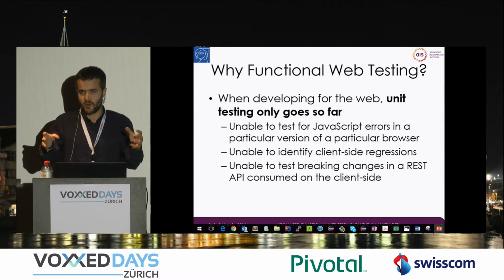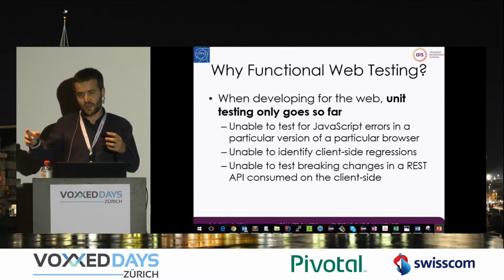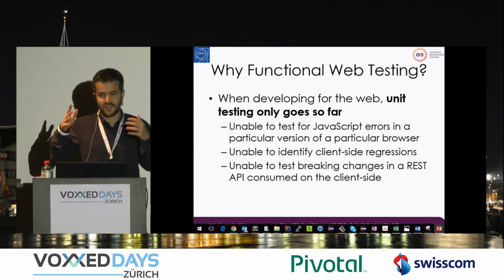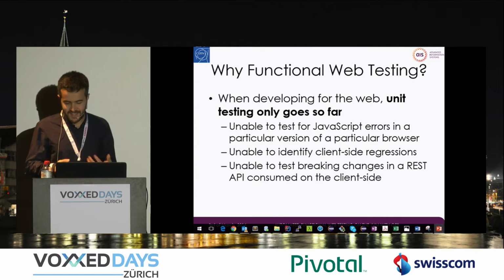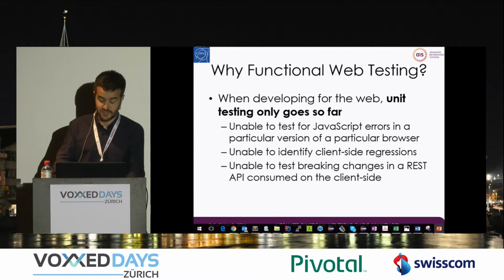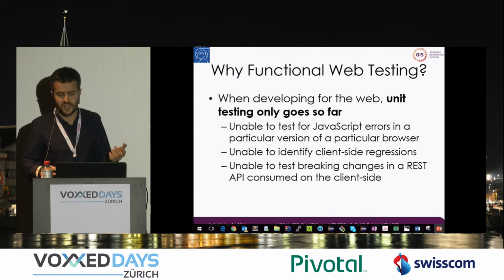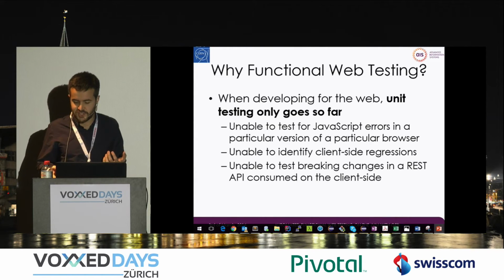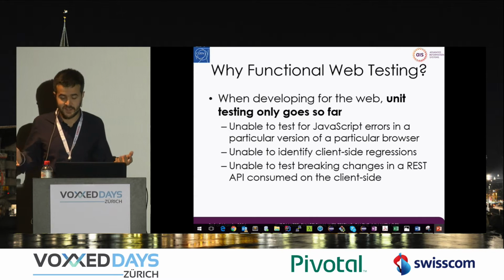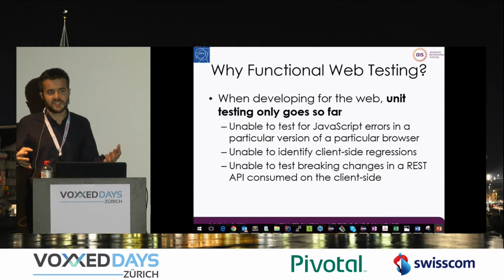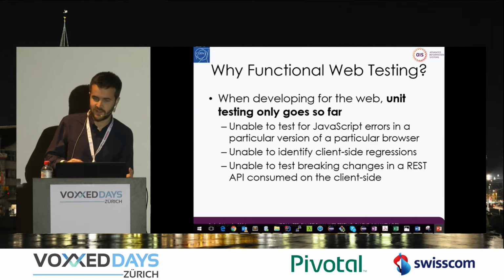some parts in there were broken for IE 11, but only when running in compatibility mode with IE 7 or 5. These kinds of things are very hard to test with unit tests. It also doesn't help to identify client-side regressions. Or it could be that there were some breaking changes in the REST API consumed on the client side. And so unit testing doesn't really cover the bridge between the client and server side.